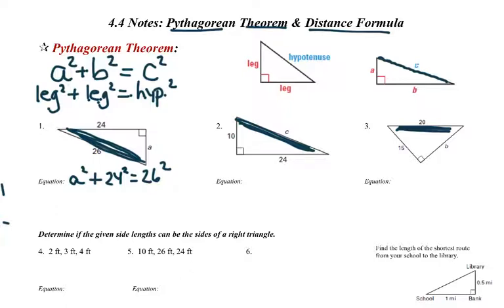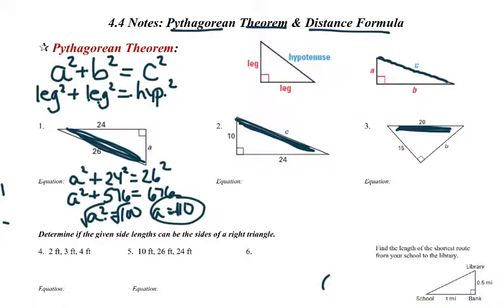So then we go to our calculators and say, well, what's 24 squared? 24 squared is 576. 26 squared is actually 676. If I subtract from both sides, I get 100. And then you'll remember that you take the square root at the end for the final answer here, which is 10. So a equals 10.